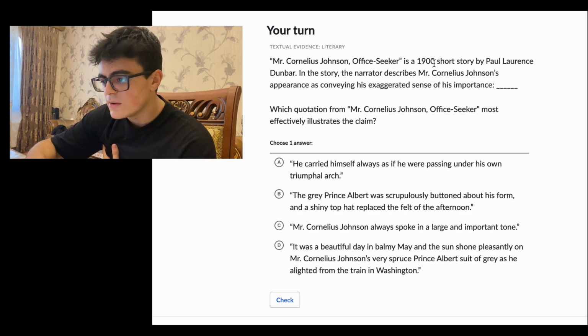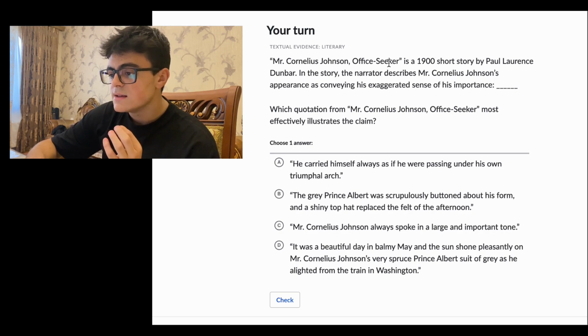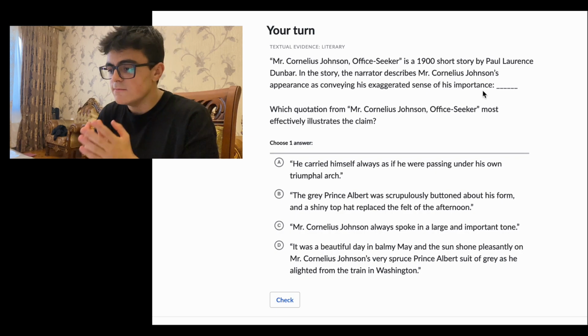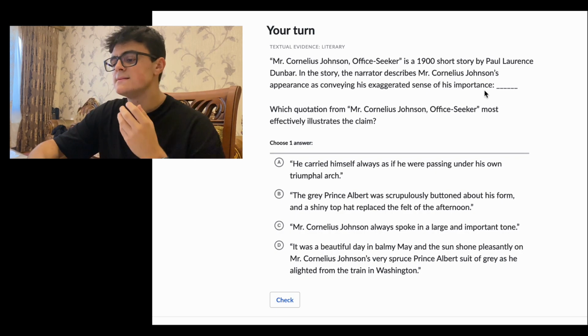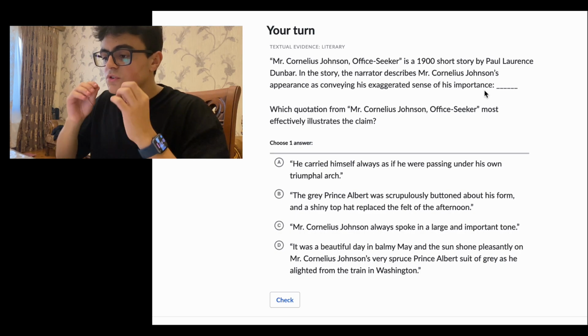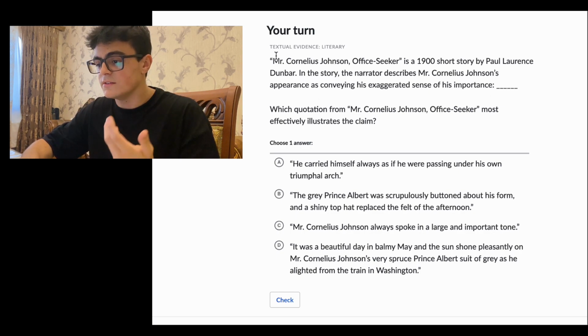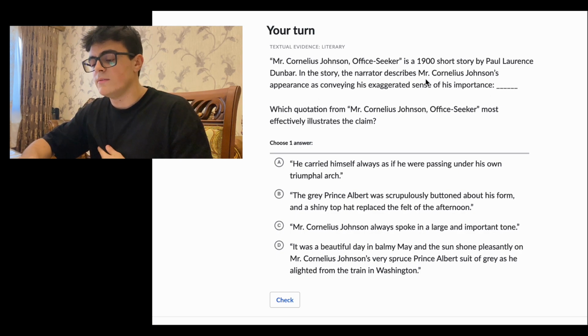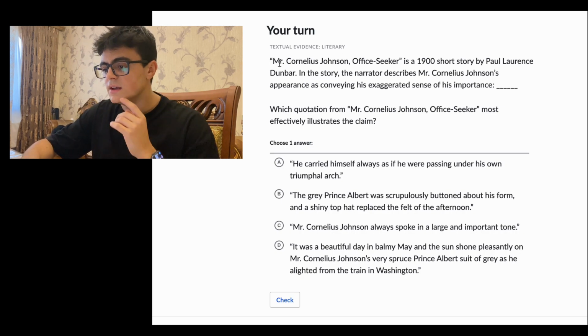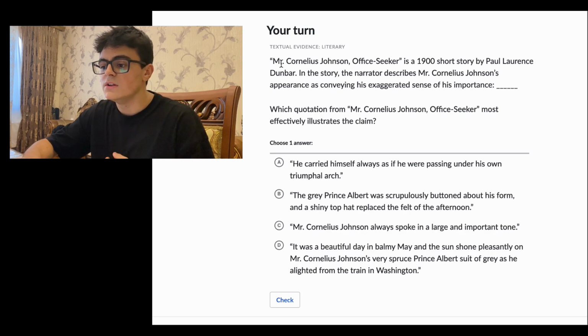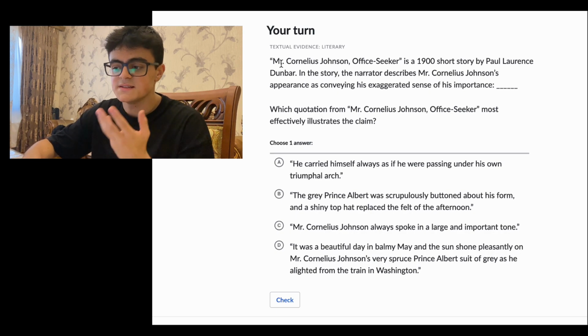Okay, in the text, it's given that his appearance is conveying an exaggerated sense of importance. This means that this person is very proud of himself. We can just describe him like that. We just need to check all the answers. Answer A, he carried himself always as if he were passing under his own triumphal arc. I think this is the correct wording because it says that he carries himself always as if he were passing under his own triumphal arc. This is our answer.